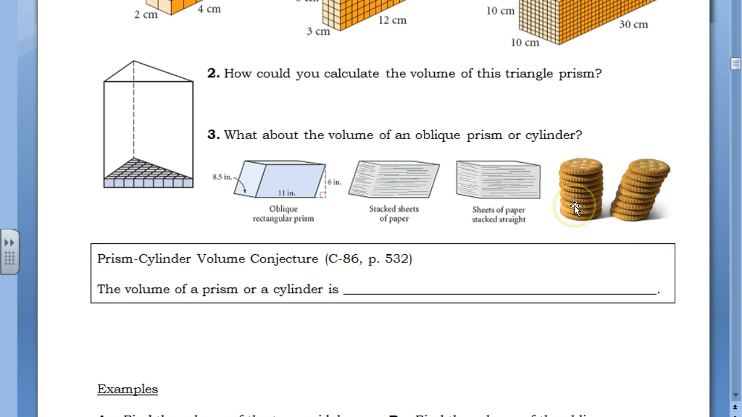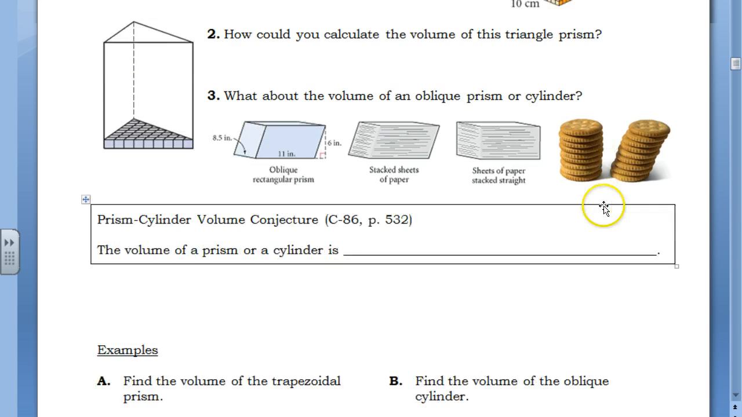So this cylinder, if you can imagine it being solid, and this cylinder are going to have the same volume. We just need to look at the height, not how long the side is when we're calculating that measurement. Because the height is going to be how many layers it is, not how long the side is.